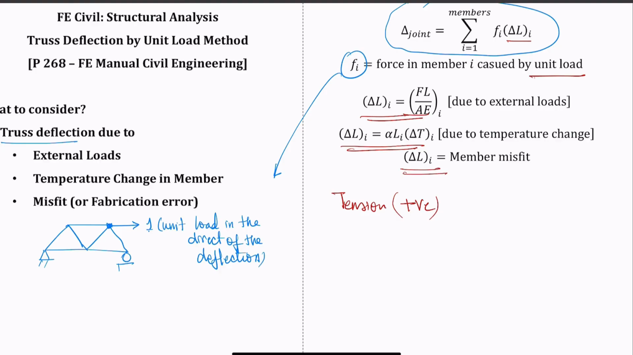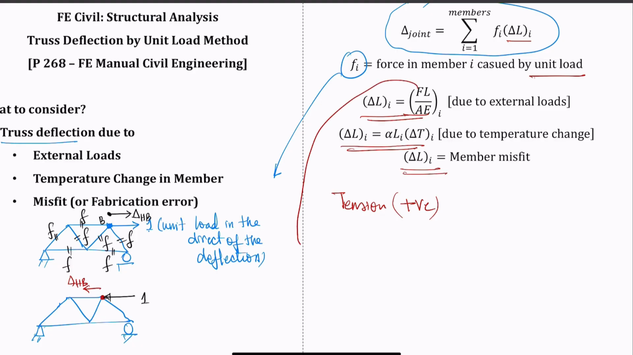So if you assume that your deflection is in this direction for delta H at B, then you also apply the unit load in that direction. Okay, and once you have that, then you'll find each of these small f values for every member. And so the small letter f is the member forces caused by the unit load in a truss in the direction of the deflection. And then what is this capital F?